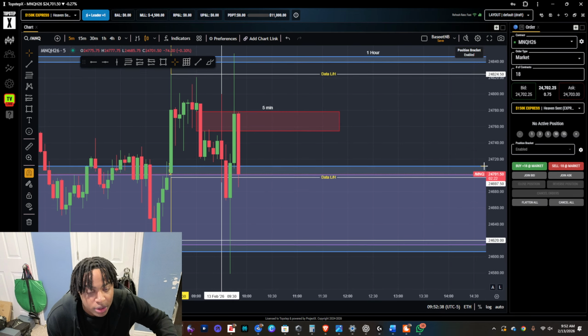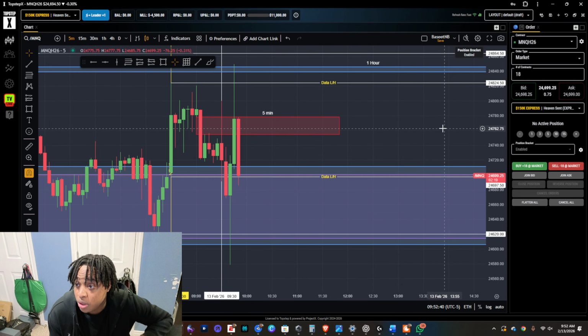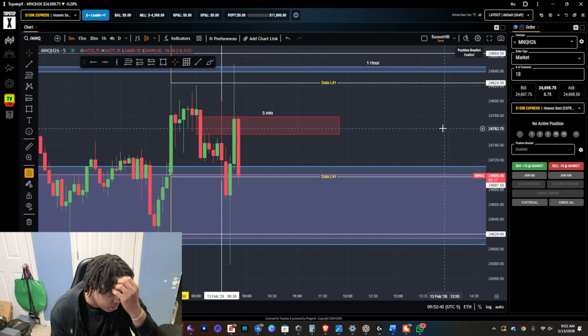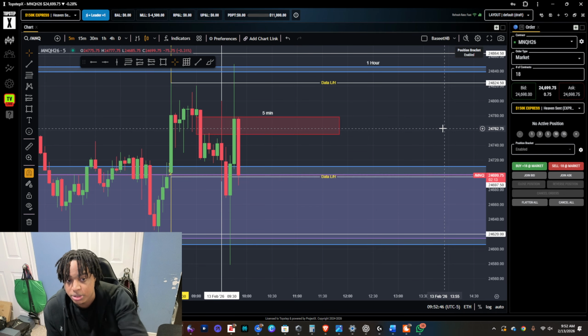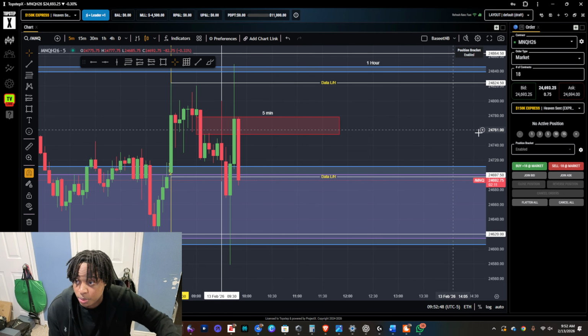So as you guys know, we normally go for a liquidity sweep, then we follow it off with a breaker structure. Then we go with continuation. So let's look at the chart and what we have right now.